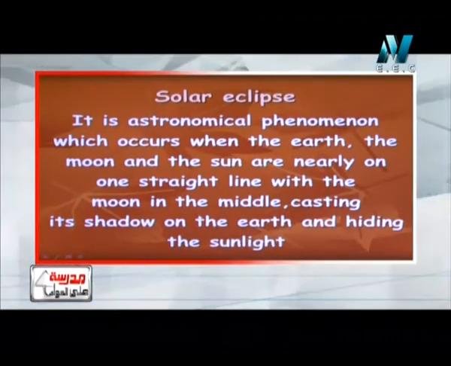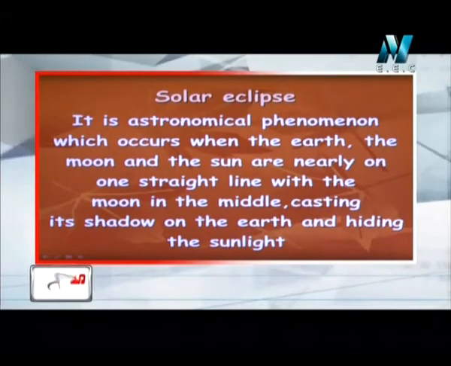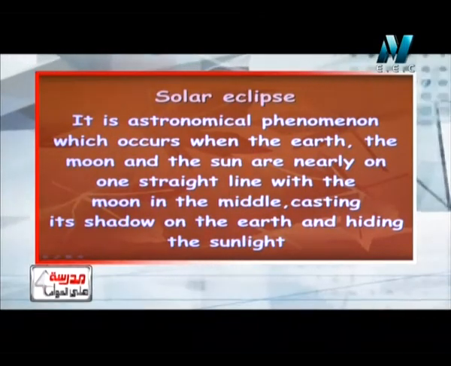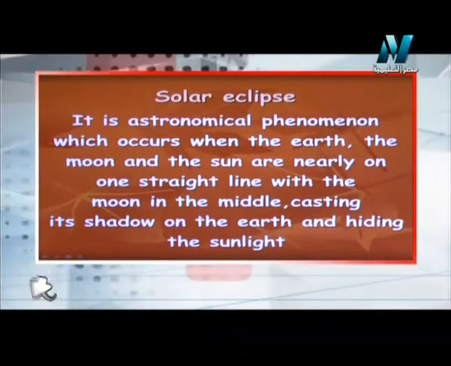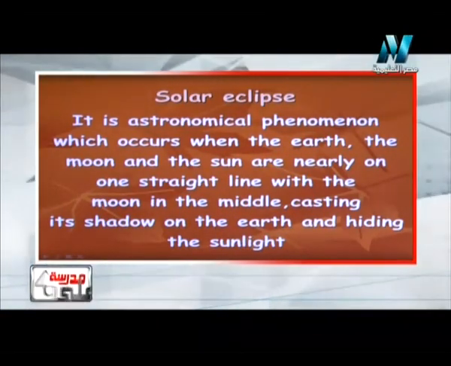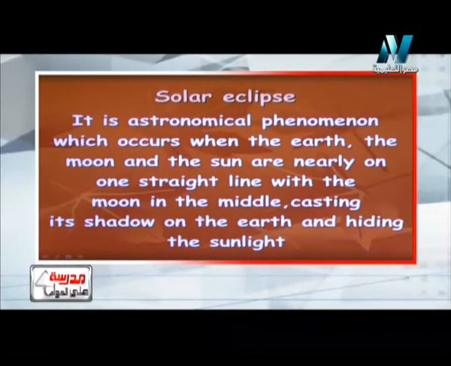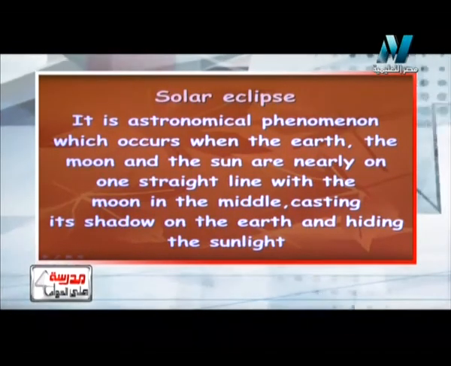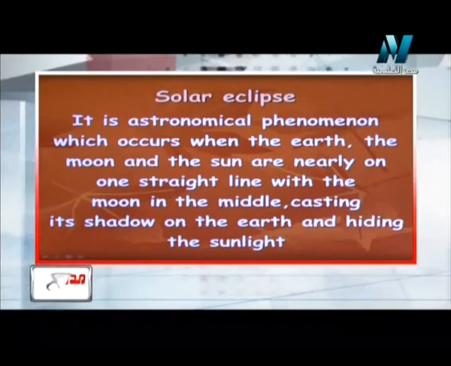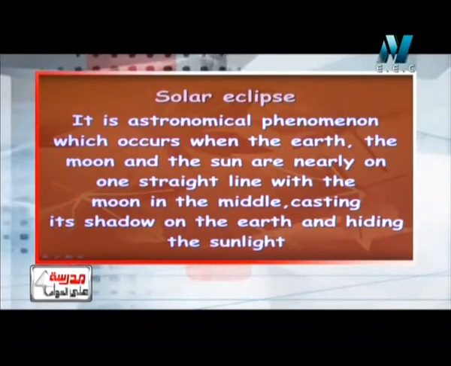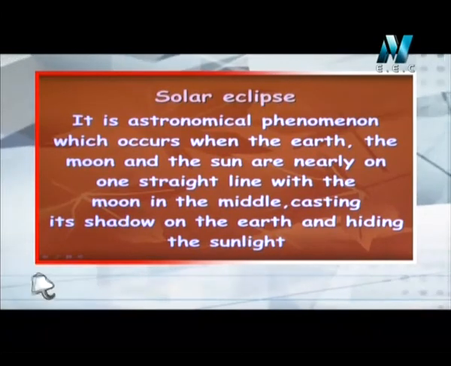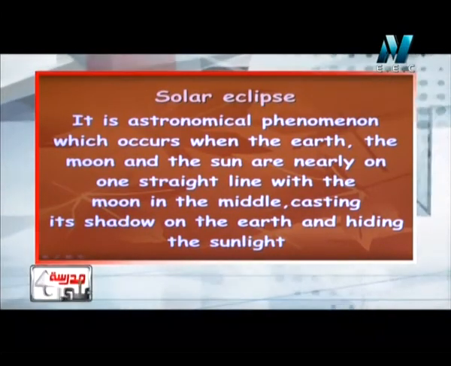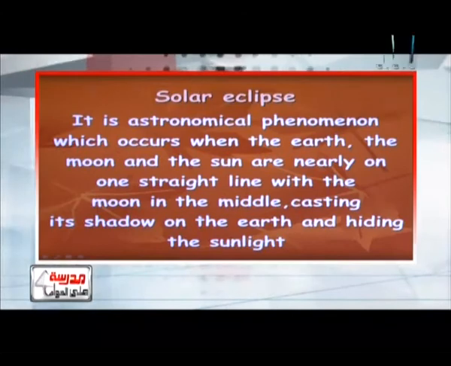Again, هو هنا يبان كأنه long definition, but I said before, if you are a creative student أو طالب مبدع فعلا, you can make your own definition from your understanding. Again, what's meant by solar eclipse? It's an astronomical phenomenon. Occurs when the earth, the moon, and the sun are nearly on the same straight line, with what in the middle? مين هو اللي في المنتصف? With the moon in the middle.